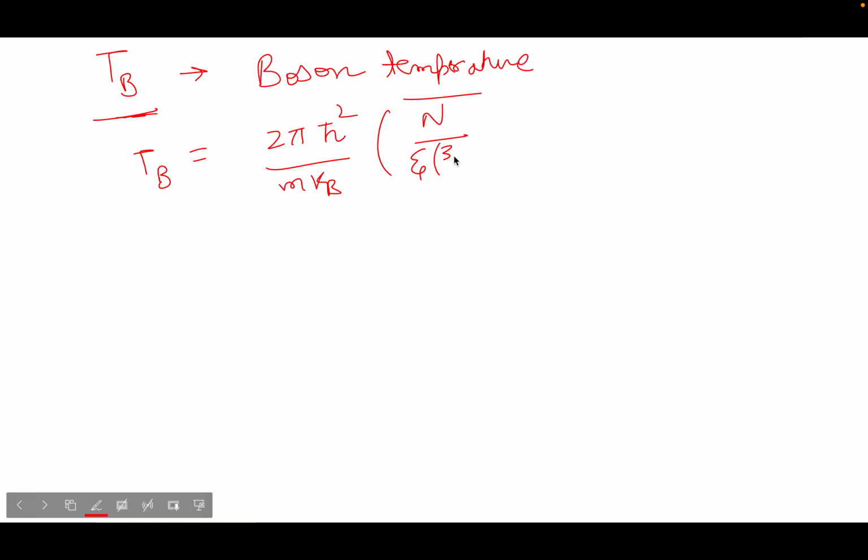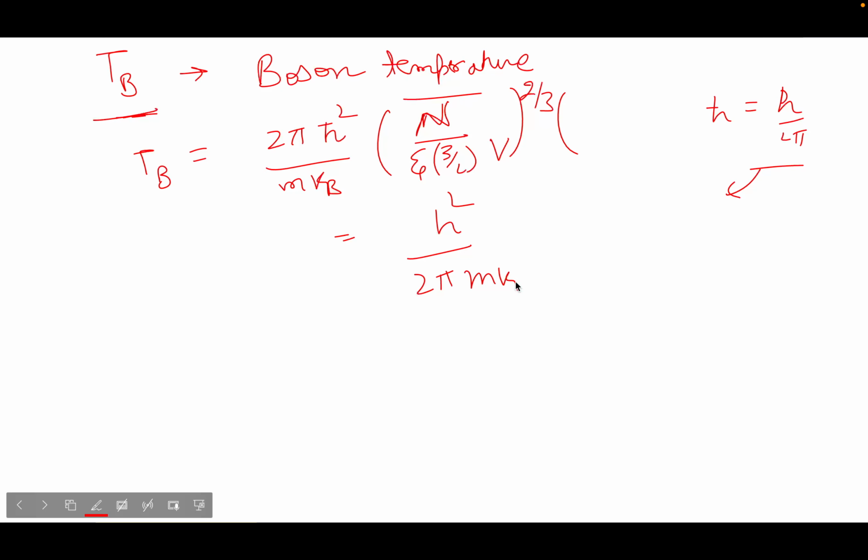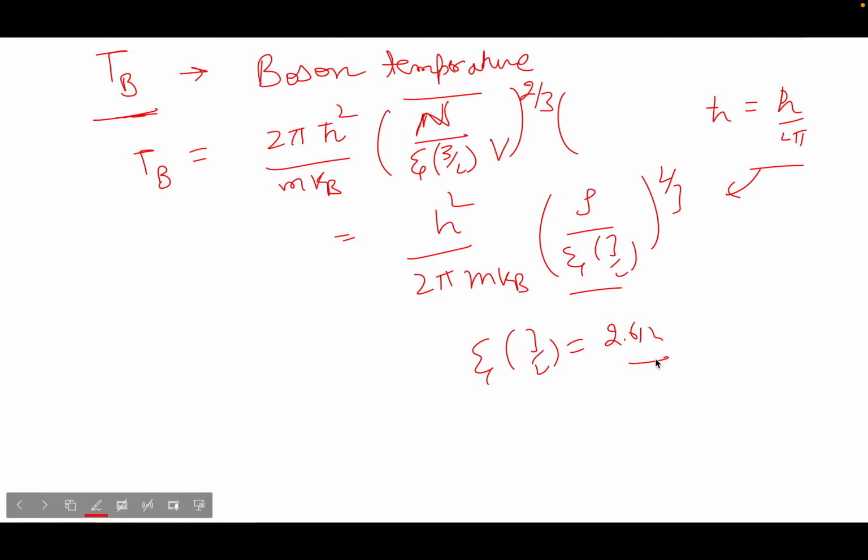This is the Riemann zeta function, zeta 3 by 2. This is the number of particles, this is the volume, and it is to the power 2 by 3. We can write it as h square upon 2 pi. Since h cut is h upon 2 pi, this is h cut square by m k_B. N by V is rho, over zeta 3 by 2 to the power 2 by 3, and this Riemann zeta function at 3 by 2 is equal to 2.612.